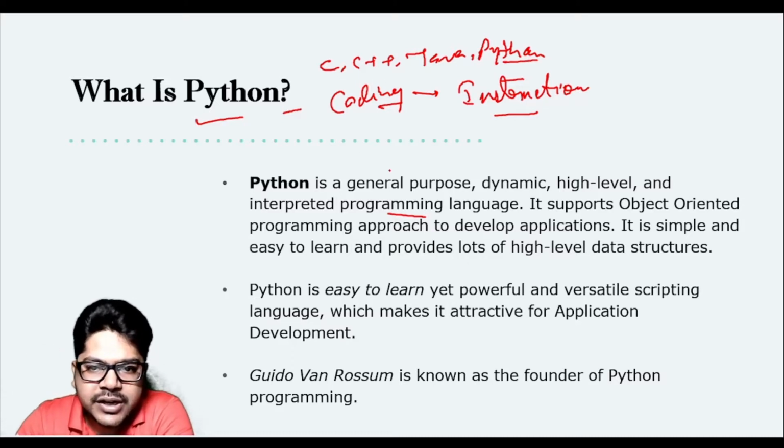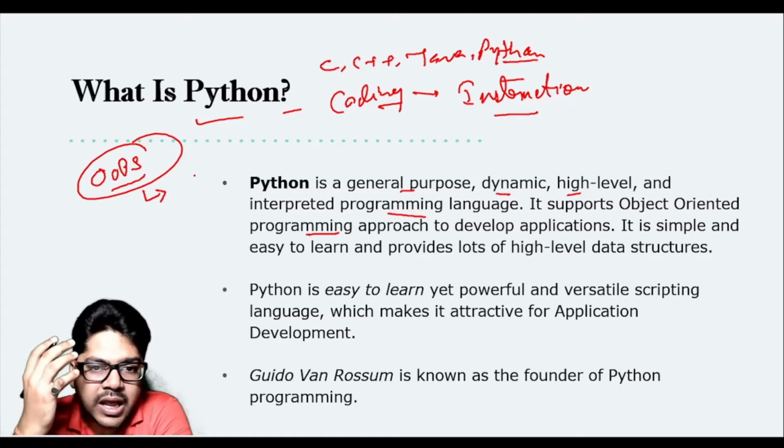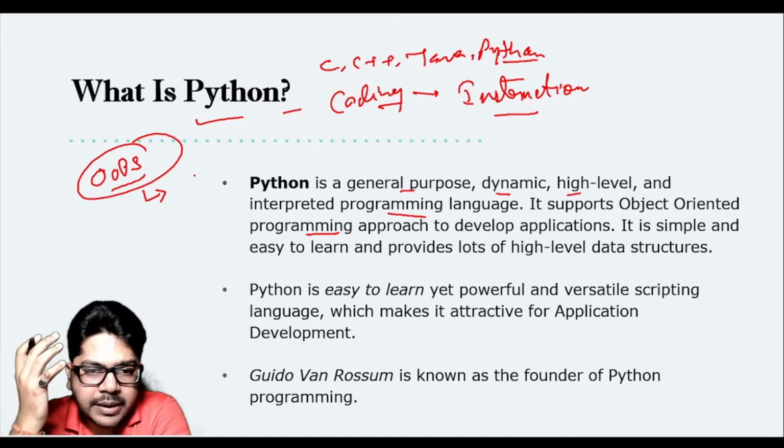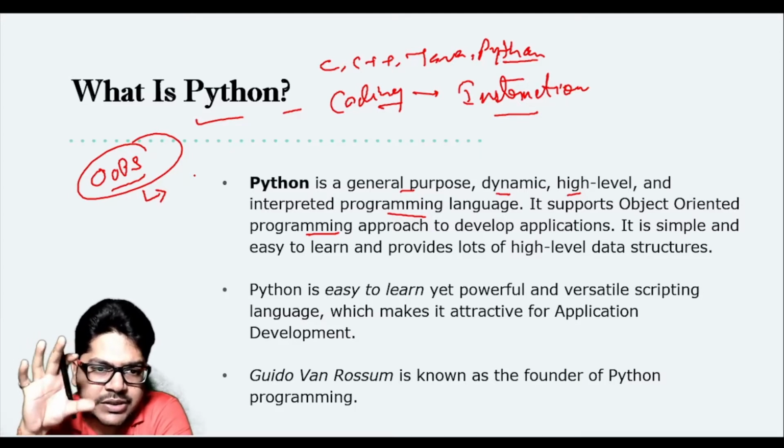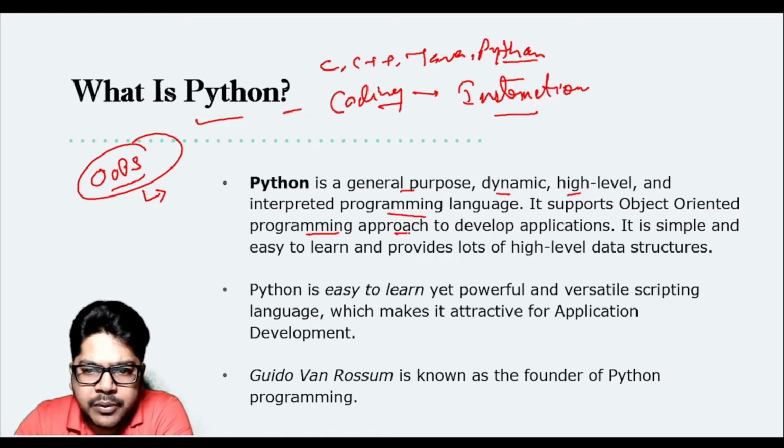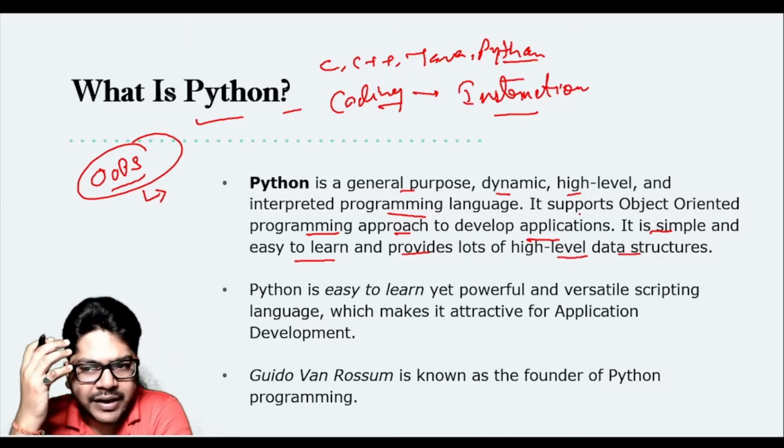Okay, so Python is a general purpose, dynamic, high level and interpreted programming language. It supports the object oriented programming approach, which is a very important concept. OOPS, right? We discussed in the last class also what the important concepts of OOPS are, like class, object, inheritance, polymorphism, abstraction, encapsulation. When we reach those topics, we'll of course deal with these things in much more detail. But right now we are just understanding Python at a very high level. It supports the object oriented approach to develop applications, and it is simple and easy to learn, and provides lots of high level data structures.